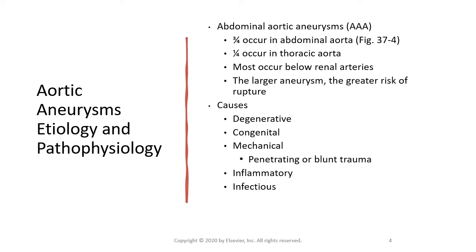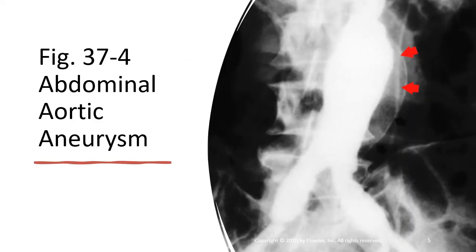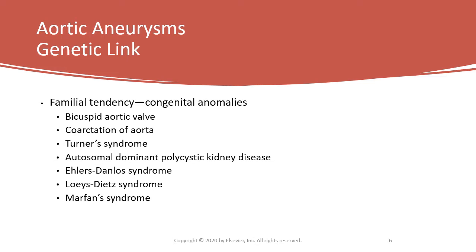A variety of disorders are associated with aortic aneurysms. The main causes are classified as degenerative, congenital, mechanical, such as blunt force trauma, inflammatory, such as aortitis, or infections. This slide shows angiography showing a fusiform abdominal aortic aneurysm. Note the calcification of the aortic wall, that's where the arrows are, and the extension of the aneurysm to the common iliac arteries. Both aortic aneurysm and aortic dissection have a strong genetic component.